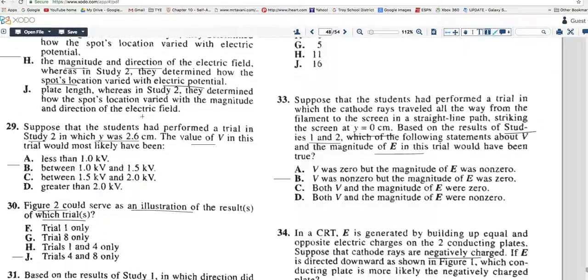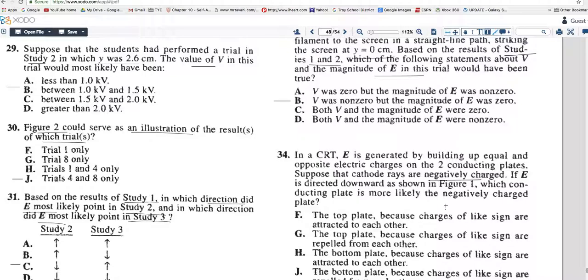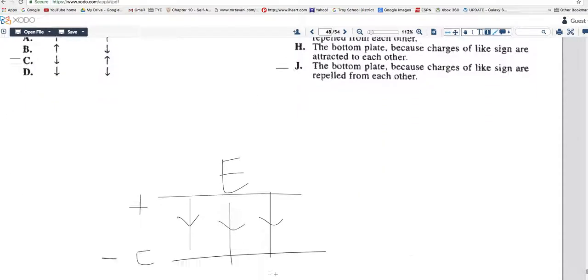The question is asking, which one is most likely negative charge? Is it the top plate or bottom? Bottom. So that gets rid of G and F. How do I differentiate between H and J? Because charges of like signs are attracted? Is that true? No, it's J. All right, let's go on.